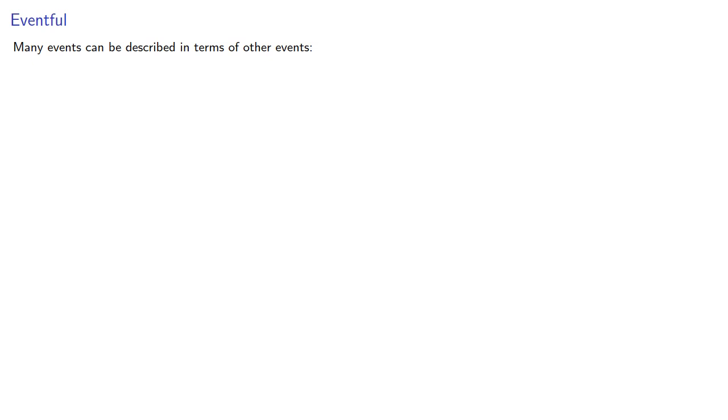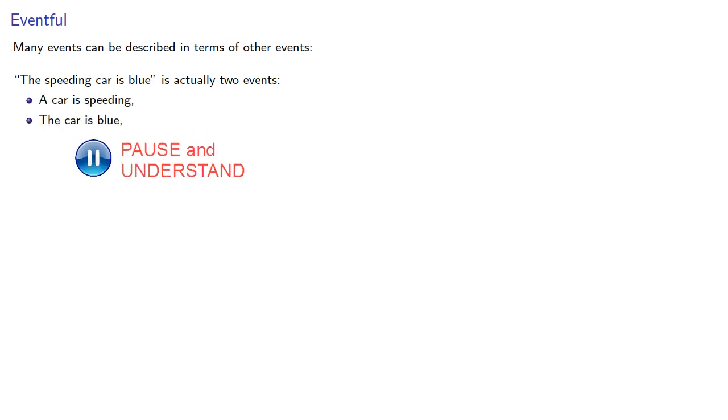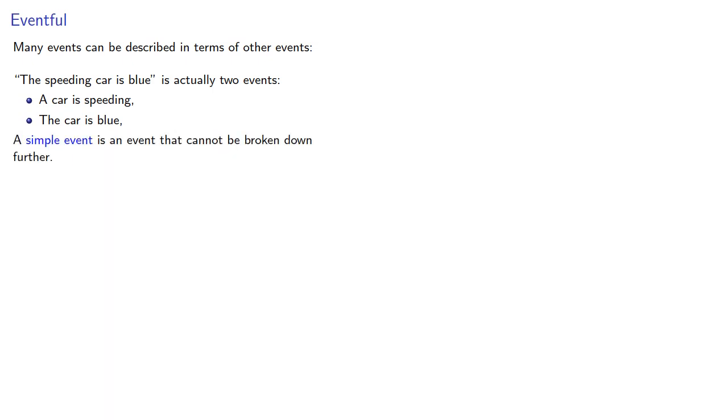Many events can be described in terms of other events. For example, "the speeding car is blue" is actually two events: a car is speeding, and the car is blue. A simple event is an event that cannot be broken down further. Otherwise, we have a compound event.